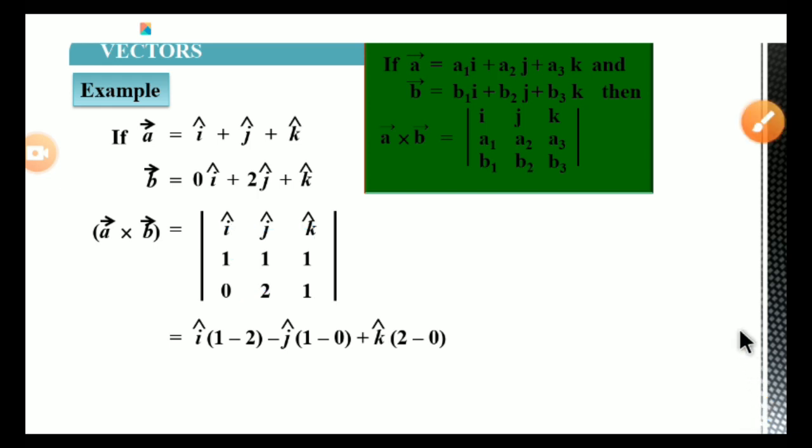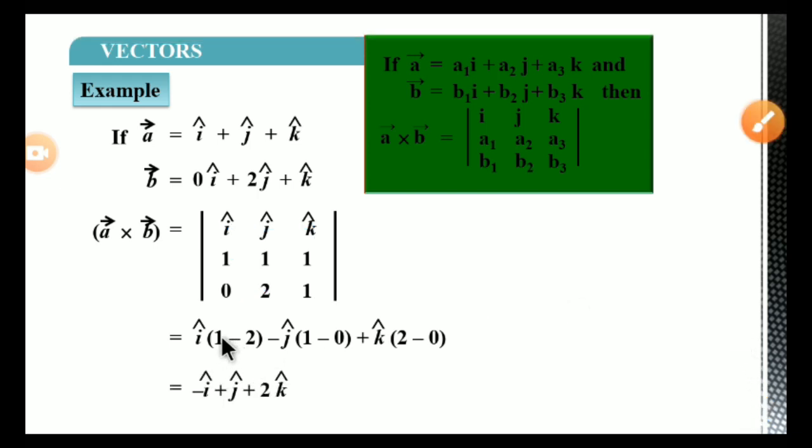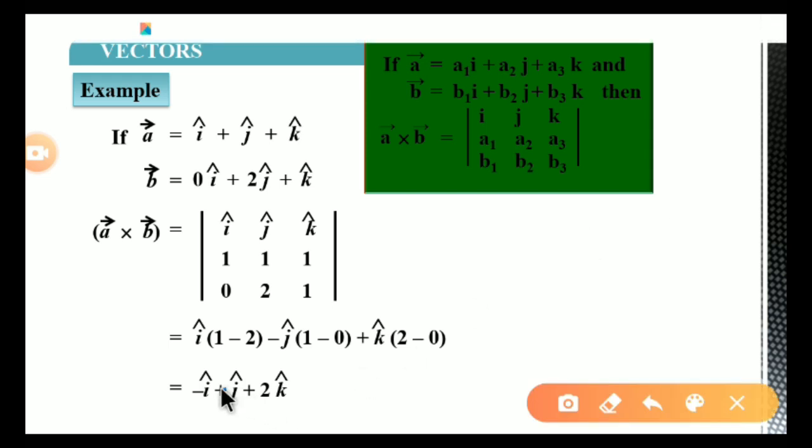Now after the simplification we will get minus i, because 1 minus 2 is minus 1 into i cap, and minus j, and plus 2k. So this is how to evaluate A cross B.